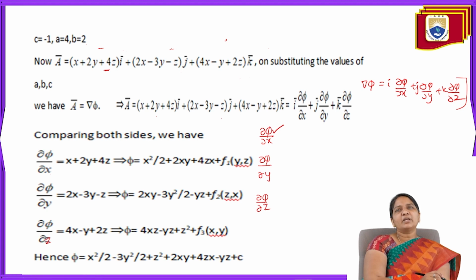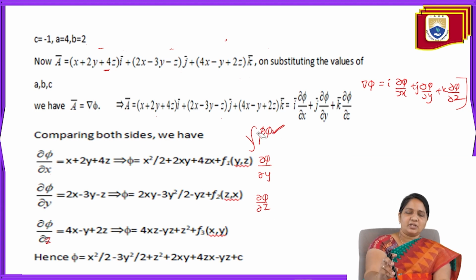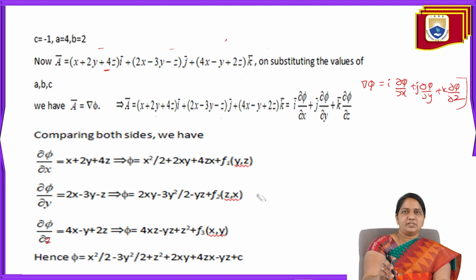How can I get the pi here? Differentiation is already there, and I need to get the pi. So what is the inverse of differentiation? If you do the integration here, then differentiation and integration will be cancelled, and then we can get the pi function. That's why we are doing the integration on both sides for each term here.